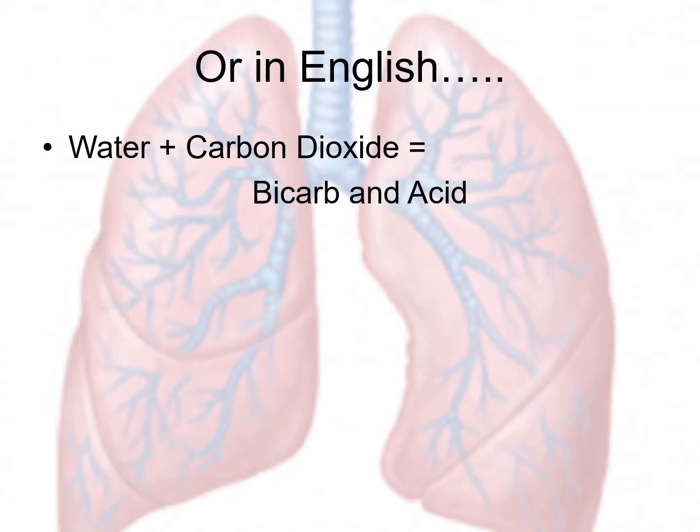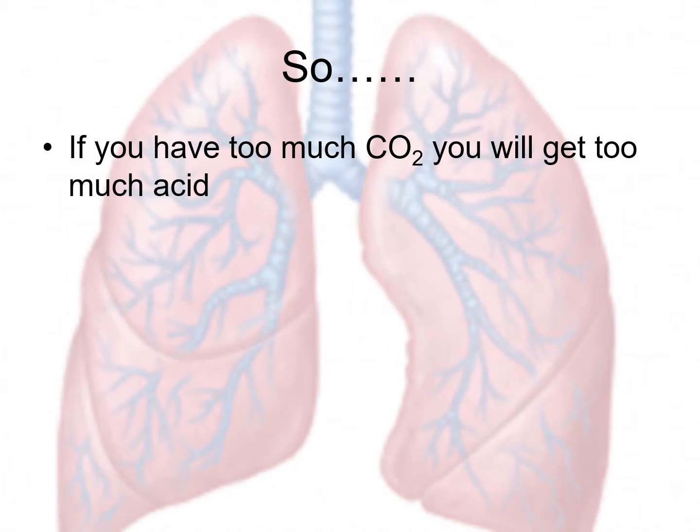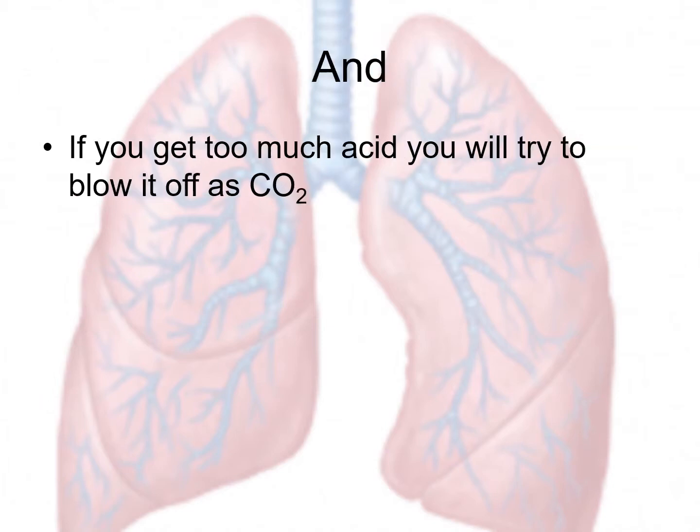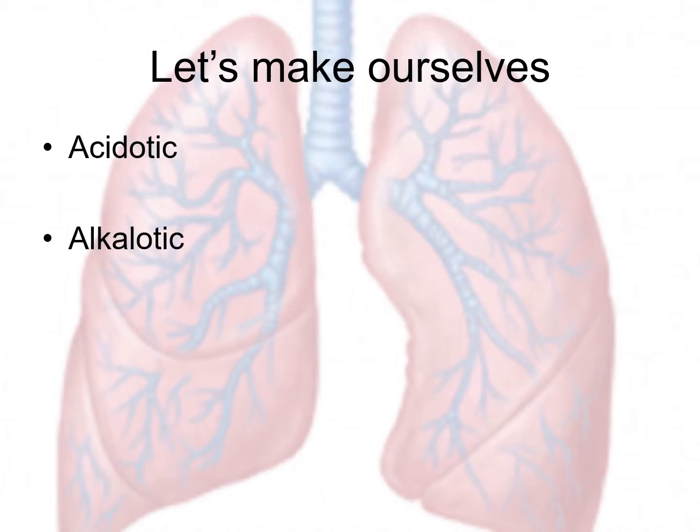So basically, again in English, water plus carbon dioxide creates bicarbonate and acid. If you've got too much CO2, you'll get too much acid. So this would be a respiratory acidosis. If you have a patient who is retaining carbon dioxide, they'll end up with more carbon dioxide in the bloodstream and they will become acidic. And if you get too much acid, such as the example we just gave for diabetes, you'll try to blow it off as carbon dioxide.